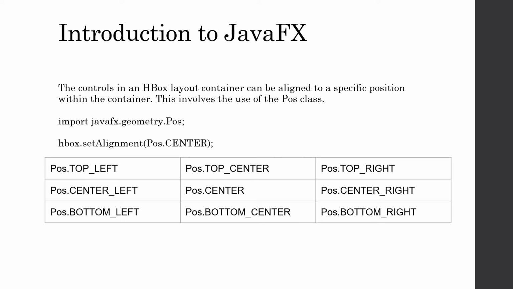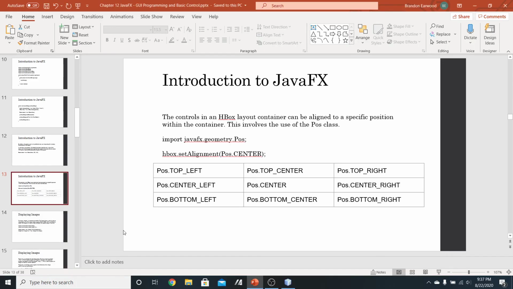So we've got hbox.setAlignment. So the setAlignment method is what we're going to be using to actually go ahead and set the alignment for our container, and then we're going to pass in one of these constants from that Pos class. So in this case, we're doing Pos.CENTER. So let's go make that modification to our application as well.